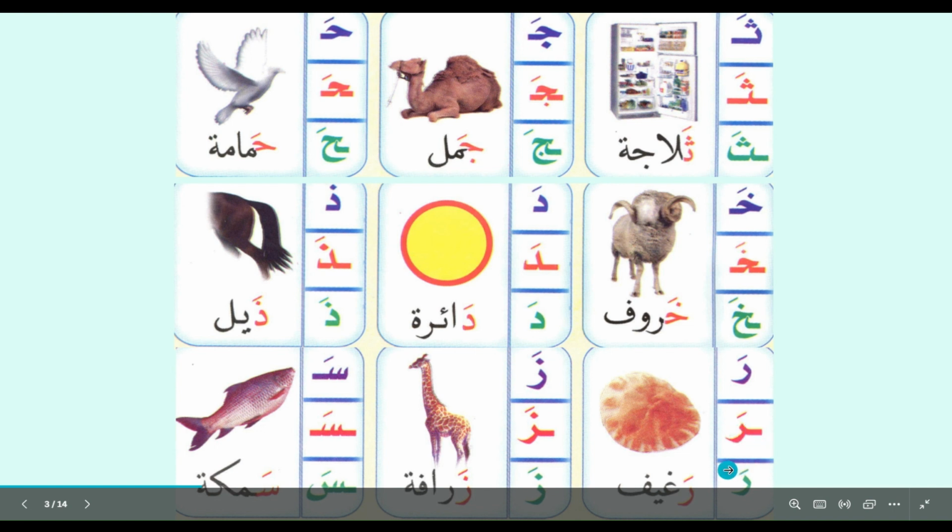Now ra, when ra comes at the beginning of the word, in the middle of the word, or at the end of the word, like the word رغيف, رغيف. Zay as well at the beginning of the word, in the middle of the word, and at the end of the word, like the word زرافة, زرافة.